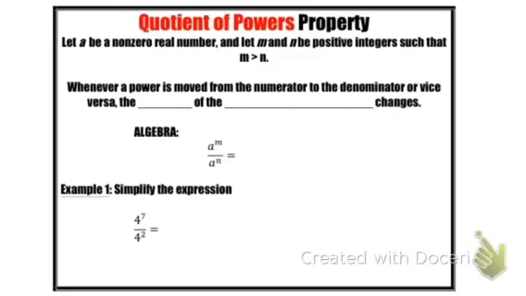And we're dealing with, let's say, integer exponents such that m is greater than n. That's a little confusing sometimes, but I'll get down to the nitty-gritty here. When a power is moved from the numerator to the denominator, or vice versa, the sign of the exponent changes. Okay? So here's how that works.